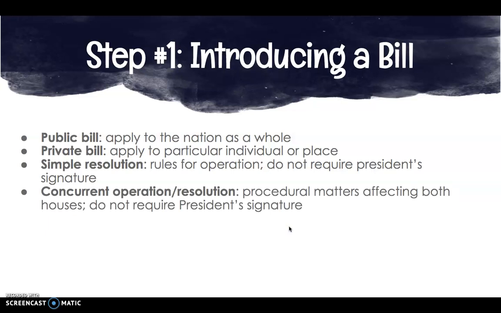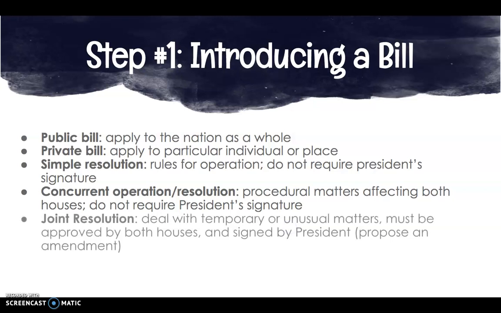Now, there are also concurrent resolutions. Again, these are procedural matters that affect both houses, and these do not require the president's signature. Examples of this would be using the Capitol Rotunda, which both may use. So basically, it's like a reservation of that area of the Capitol building, or calling forward a joint session of Congress where both chambers are in attendance, like for the State of the Union.